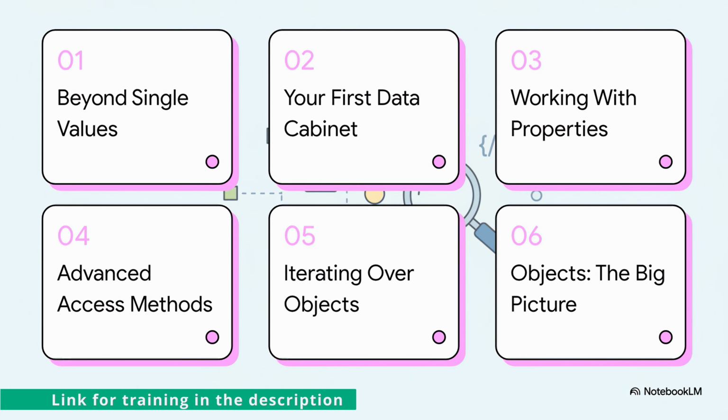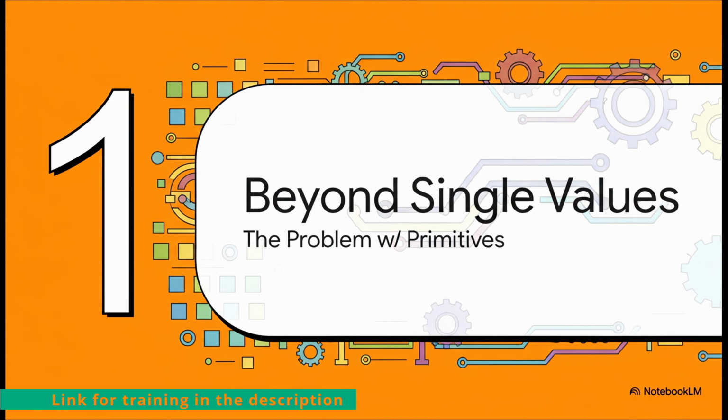All right, here's the roadmap for today. We're going to start with why we even need objects. Then I'll give you a super simple metaphor to wrap your head around them. We'll get into the nitty-gritty of working with their properties, touch on some advanced tricks, and then we'll pull it all together at the end. Sound good? Okay, let's kick things off.